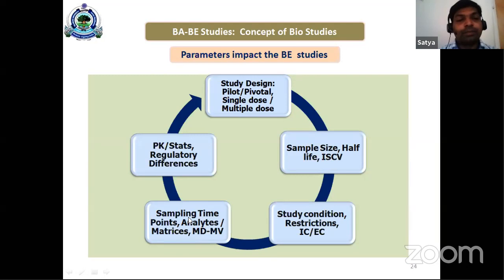And then finally, for PK stats also, there is regulator difference. You have to cope with that and design your BE studies in such a way. So this is a little bit technical. I feel it is too technical for the BPharm students, but I wanted to give some concepts, so it will help them actually.